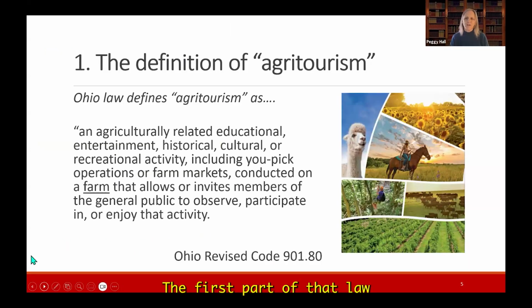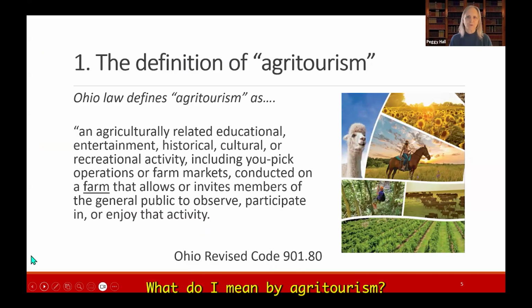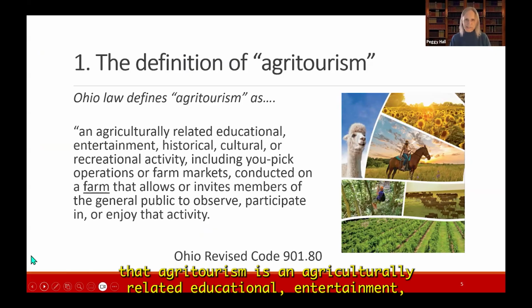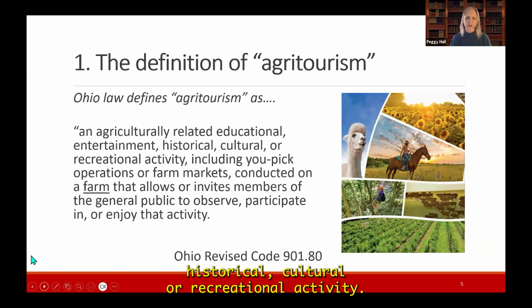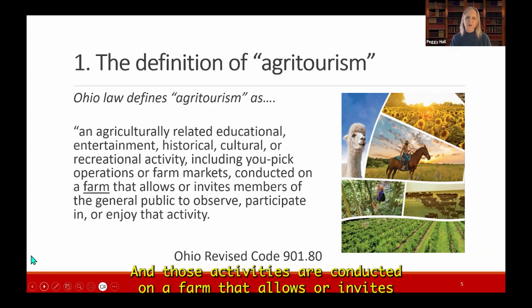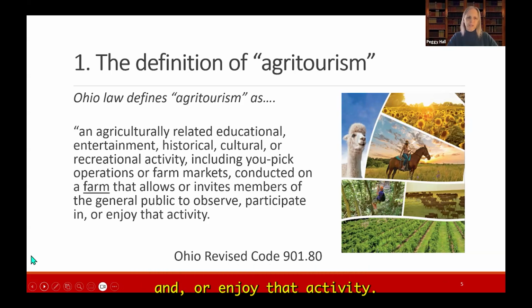The first part of that law that's incredibly important is that definition of agritourism. What do I mean by agritourism? Well, there is a legal definition within the law, and you can see it here that agritourism is an agriculturally related, educational, entertainment, historical, cultural, or recreational activity. And that includes U-Pick operations and farm markets. And those activities are conducted on a farm that allows or invites members of the general public to observe, participate in, or enjoy that activity.